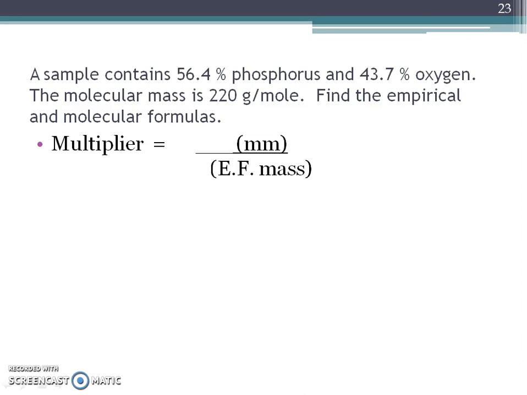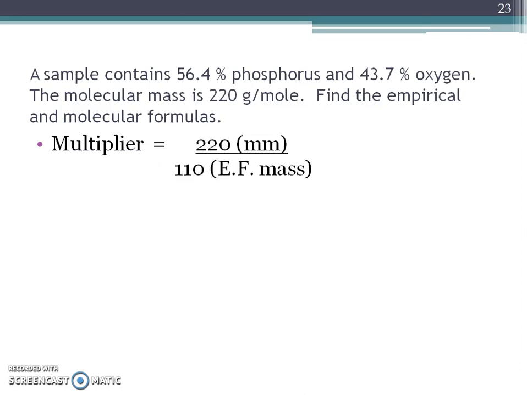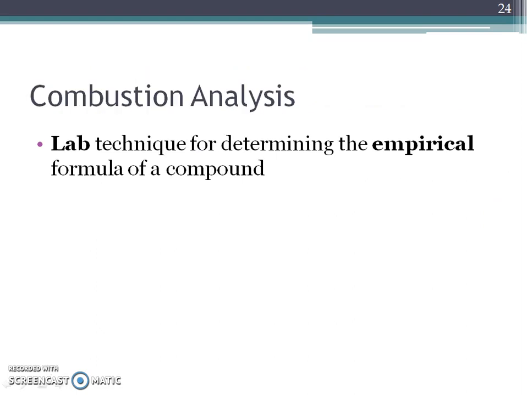Now what are we going to do for the molecular formula? We got to get that multiplier. So we're going to take the molar mass divided by the empirical formula mass. So hopefully your mass here is correct. Here's the molecular mass that they gave us, and the empirical formula mass comes from the molar mass that you're going to find using the P2O3. So you should get 220 divided by 110 to give you a 2 multiplier. So you're going to take your P2O3 and multiply it by 2. P4O6 is the molecular formula. Again, this compound truly does exist. The other one may or may not.